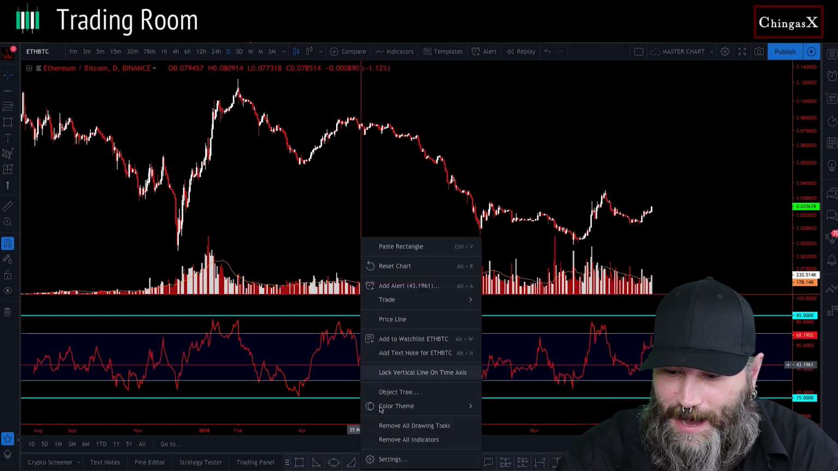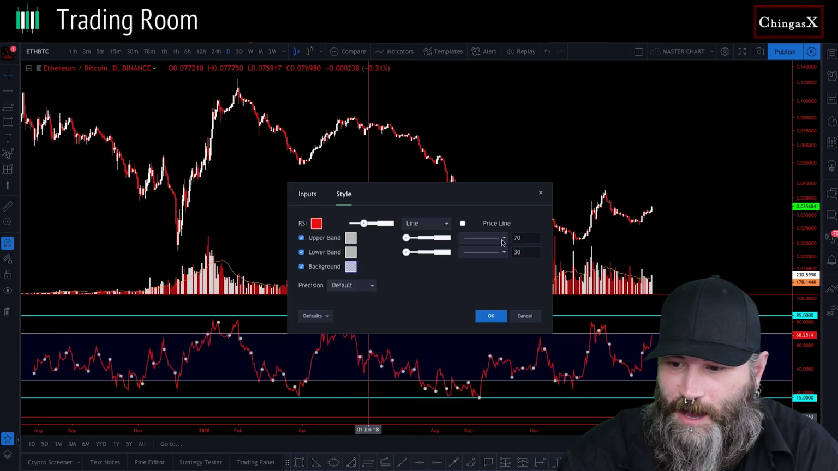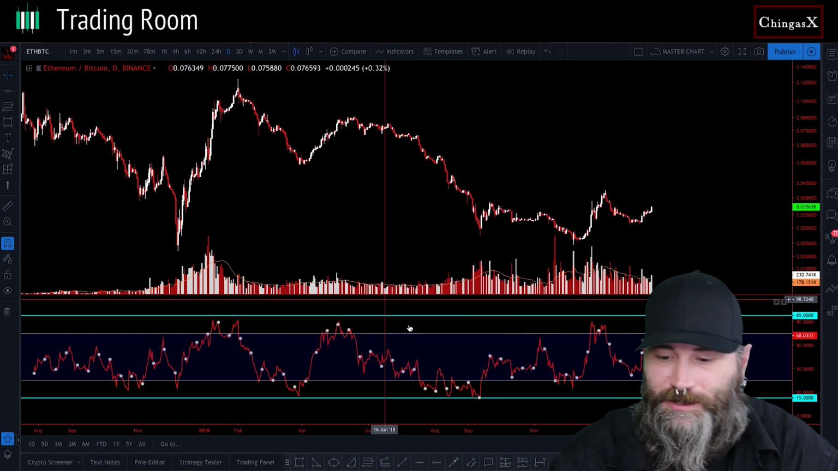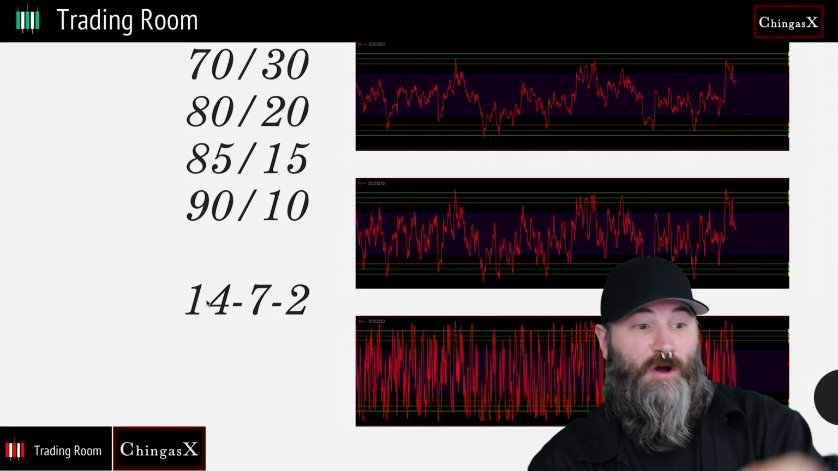Or you can go back into settings. Let's do that. Let's go back into settings. And you could change it right here. Okay, 80-20. I'm going to leave 70-30 on for a few examples we got coming later. So let's not get too far in advance.